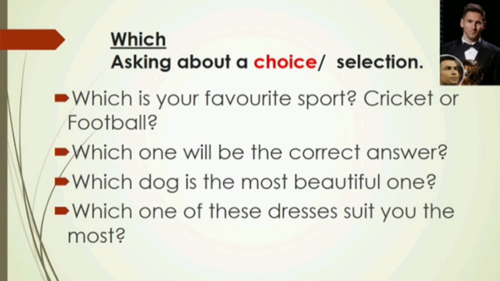So likewise, we ask about a choice or selection using the question word which. And which is your favorite sport? Here we have to select between cricket and football. Cricket or football. My favorite sport is cricket. Likewise, you have to select. And which dog is the most beautiful one? He is asking for the most beautiful dog. And which one of the dresses? Here he is asking about the most suitable dress. And we can use this question word which to ask about a choice or selection.